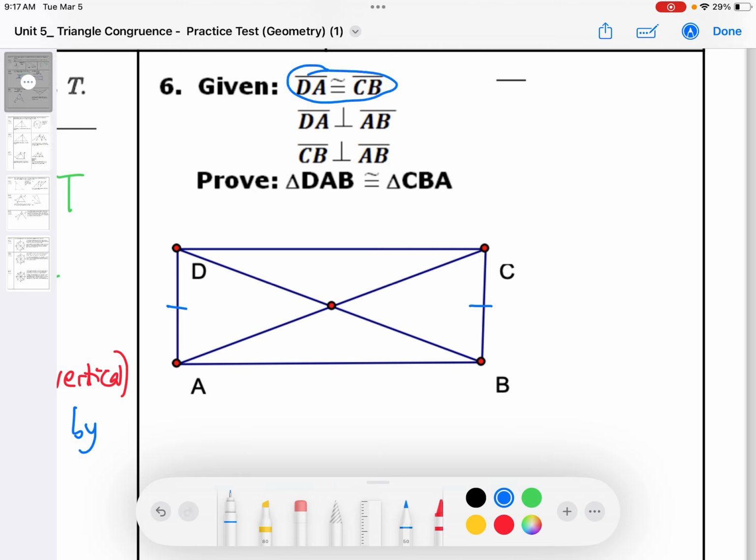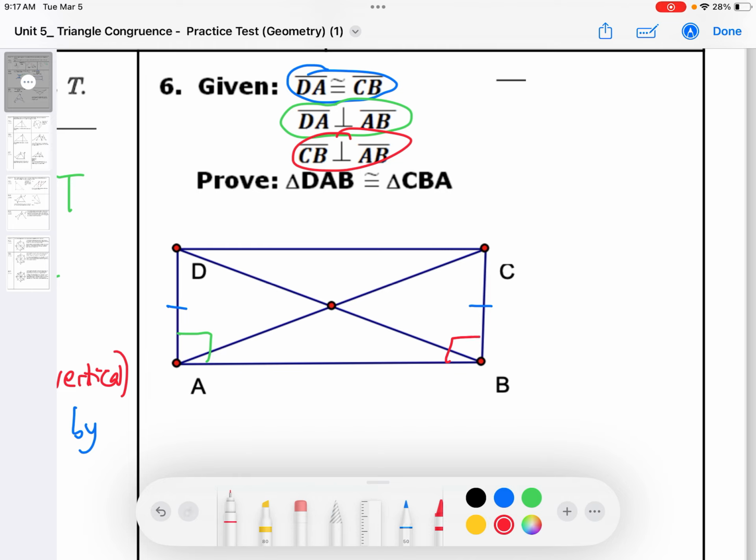So I'll mark these. I'll try to color code them nicely. Here's green and green, actually. So in green, DA is perpendicular to AB. That means this is perpendicular to this. In other words, that angle is 90 degrees. And then in red, CB is perpendicular to AB. Here's CB, and here's AB. And we're saying that that's 90 degrees.